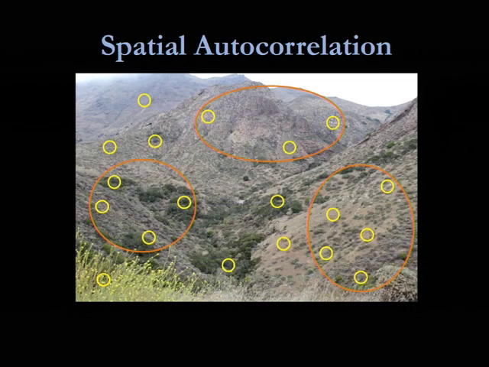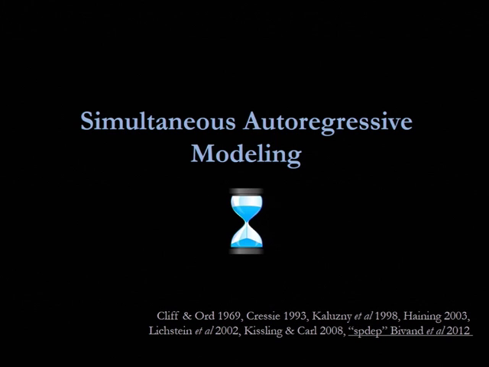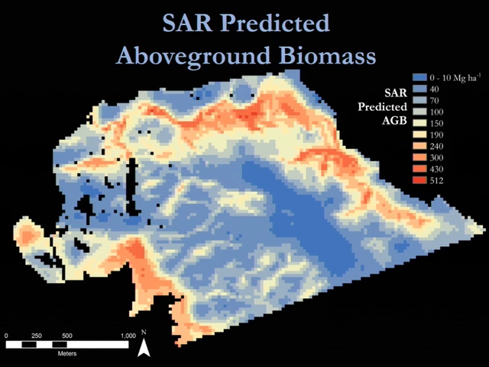Fortunately, there are lots of great ways of dealing with this. The one I used is called simultaneous autoregressive modeling. There's a bunch of references if you're really interested in it. What you need to know, or what was emotionally trying for me, is that it takes a really long time to do on these huge data sets. But the ultimate result of this project was a map that looks like this. This is my predictive model of aboveground biomass for Jasper Ridge.